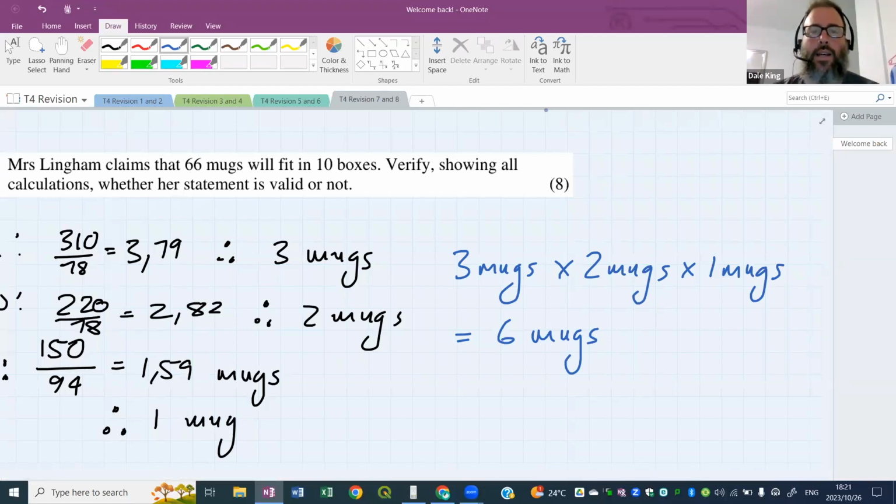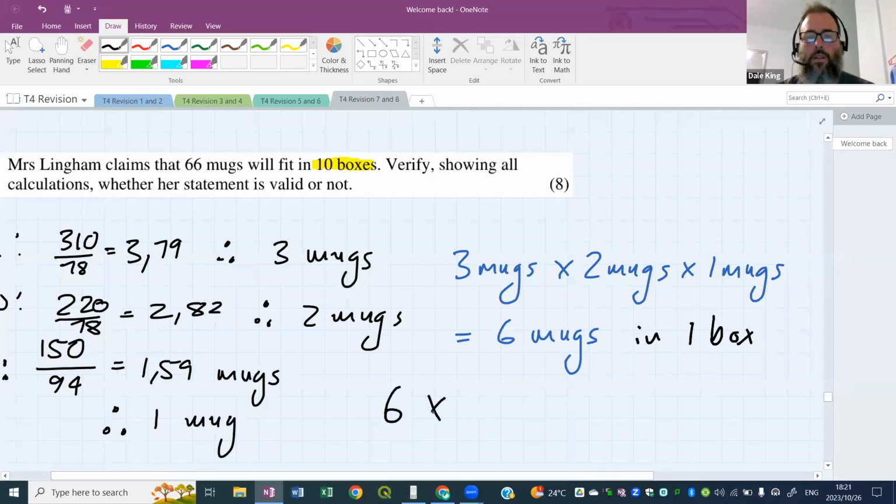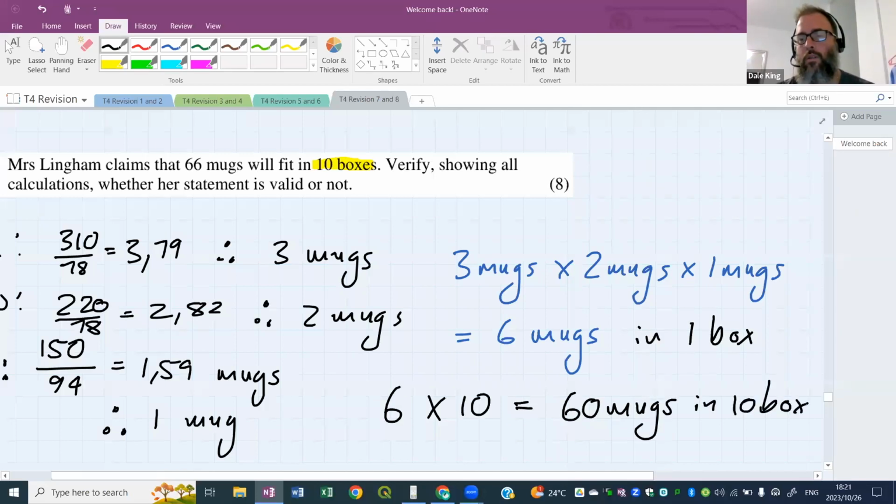All right. Are we done? Let's read the question again. You guys read the question. Are we done? We're going to have to say, therefore, the statement is correct. Well, they're talking about, I think, 66 mugs in 10 boxes. Yes, 10 boxes. So 6 mugs in 1 box. So now therefore the statement is incorrect. We're going to say 6 times 10 equals 60 mugs in 10 boxes.